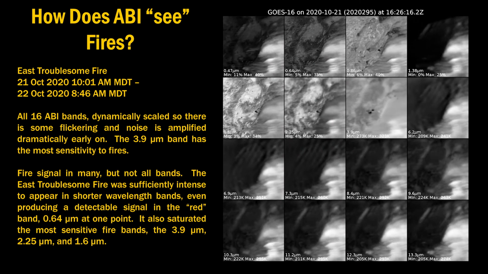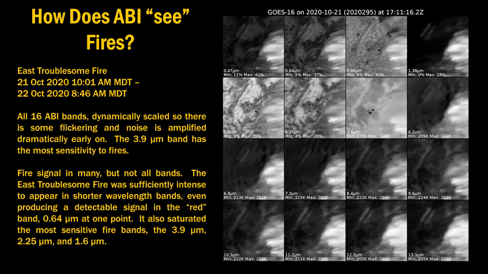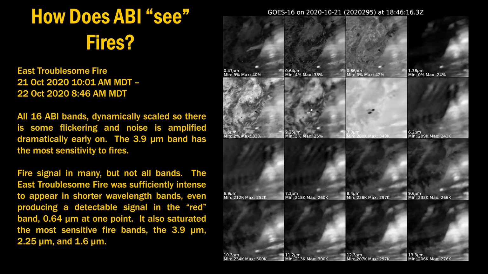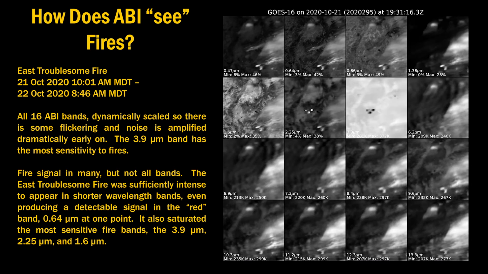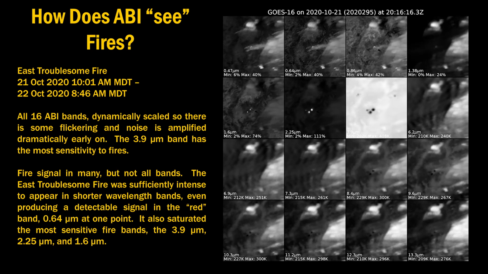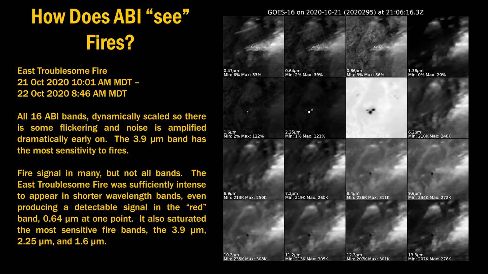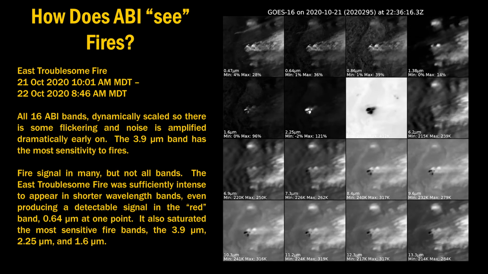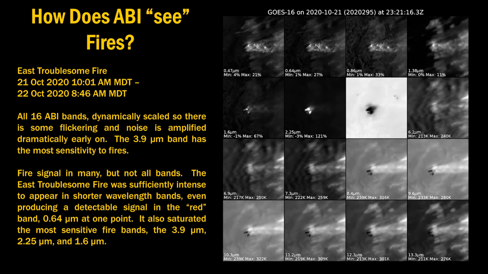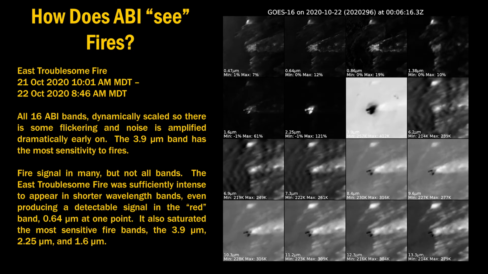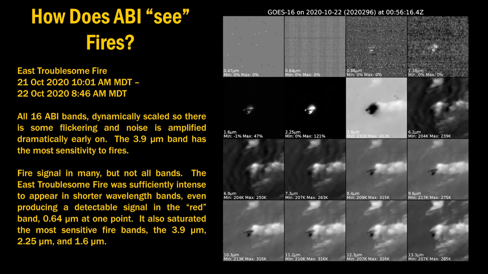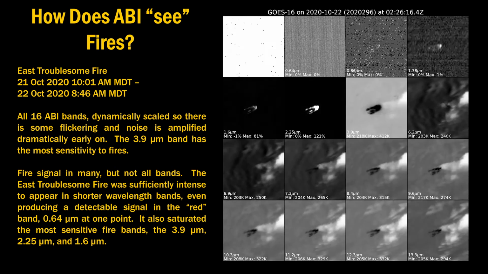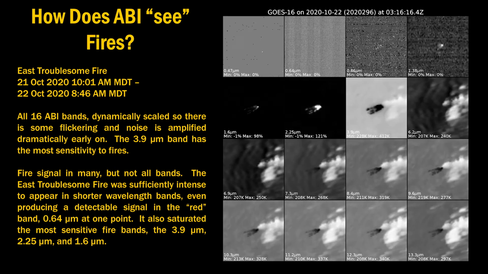How does ABI see fires? ABI is a 16-channel imager, which has bands ranging from 0.47 microns, basically blue light, all the way to 13.3 microns. This loop is from the East Troublesome Fire in Colorado on the 21st of October through the 22nd of October. It shows all 16 bands from ABI, and they are scaled to the minimum and maximum within that box centered on the fire. This is done to maximize the contrast and highlight when you can see the fire.